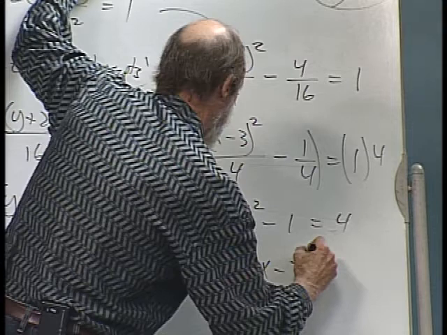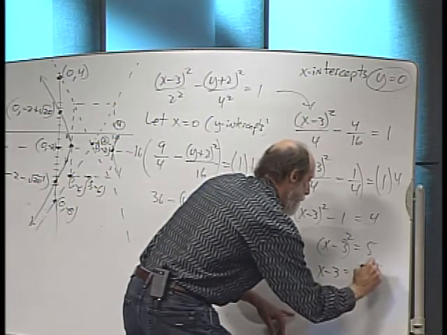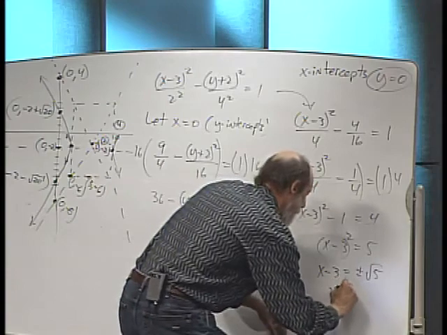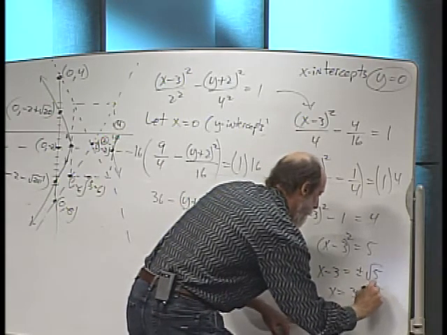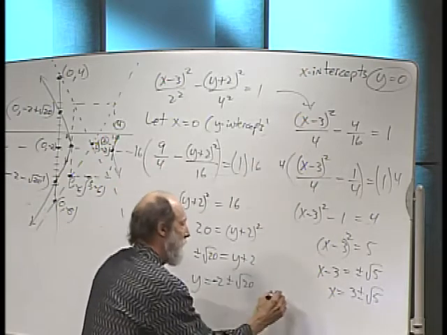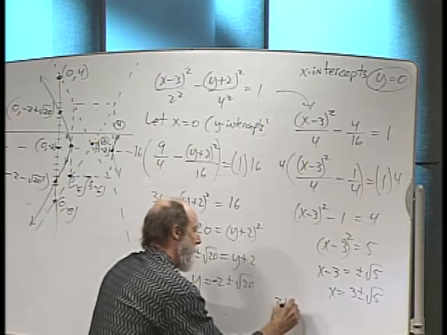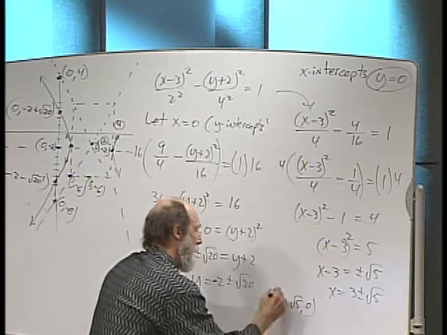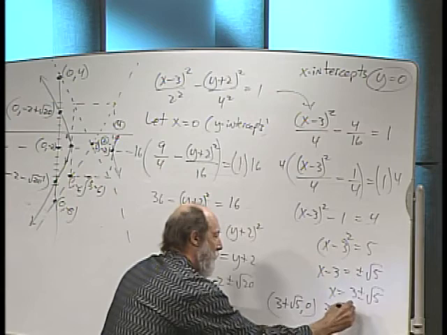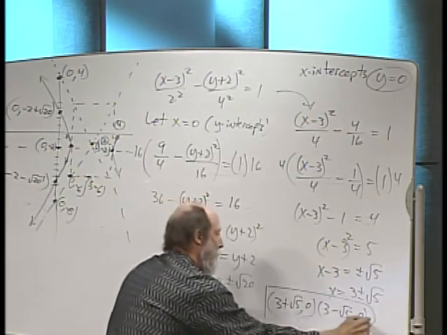Square root both sides, extract the roots on both sides. x minus 3 equals plus or minus square root of 5. So x equals 3 plus or minus square root of 5. So by letting y equal 0, we have these two x-intercepts: (3 plus square root of 5, 0) and (3 minus square root of 5, 0). So we get those two points.